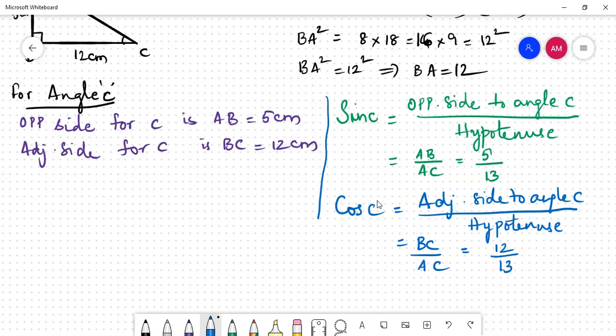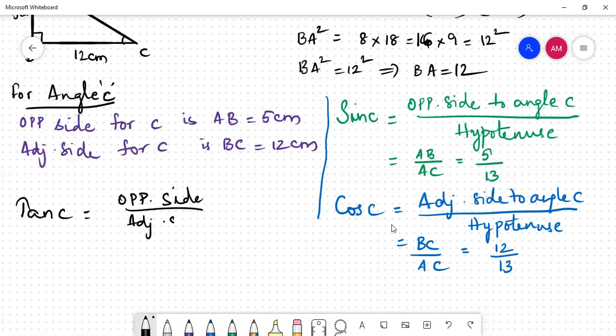Clear? Now, let us find tan C. What is tan C, ma? Tan C is equal to opposite side by adjacent side. That's the definition, isn't it? What is the opposite side? AB. What is the adjacent side? BC. So what is its value? 5 by 12.